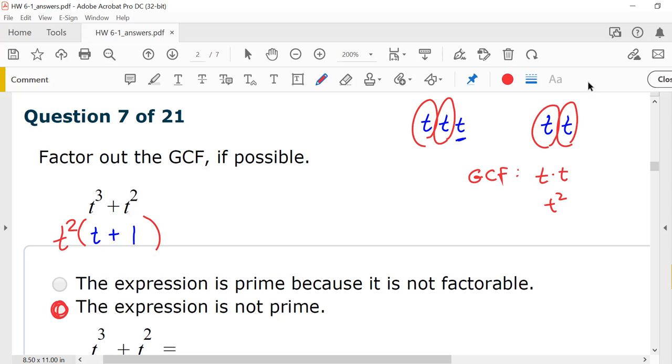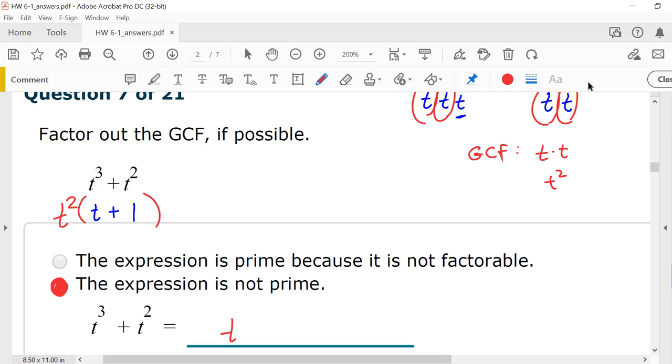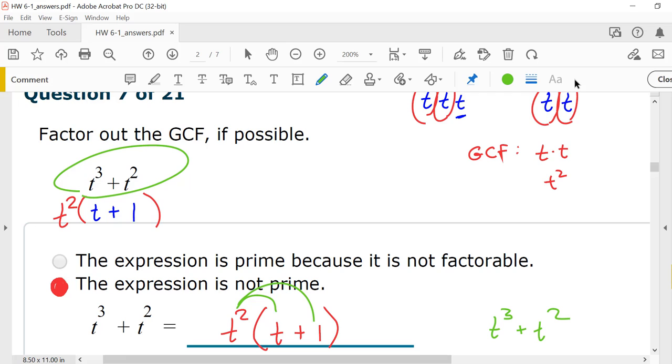So if I factor out a t squared, my remaining factor is t plus 1. If you were to go check it and do your distribute, you would get t cubed plus t squared, which is what you started with.